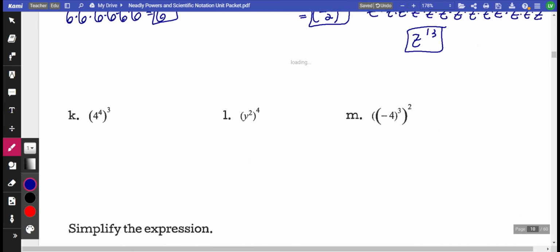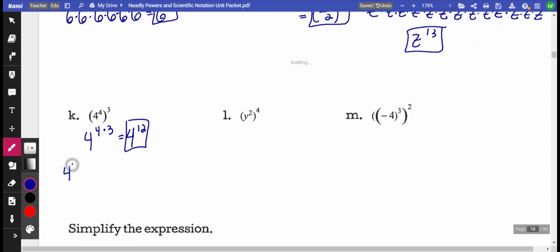All right, letter K, L, and M. All three of those are power of a power. So when you have one base and two exponents, that means you're going to multiply those exponents. So 4 to the 4th power, raised to the 3rd, becomes 4 to the 12th power.